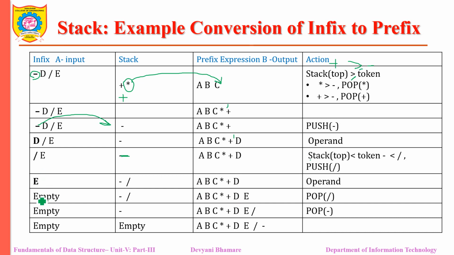Now our input is empty, but the stack contains two operators. So pop from the stack and append to the output list, and again pop from the stack and append to the output list until the stack is empty. When the stack is empty and the input is also empty, this is our final conversion, the result of our postfix expression. Here it should be the postfix expression, not prefix expression.